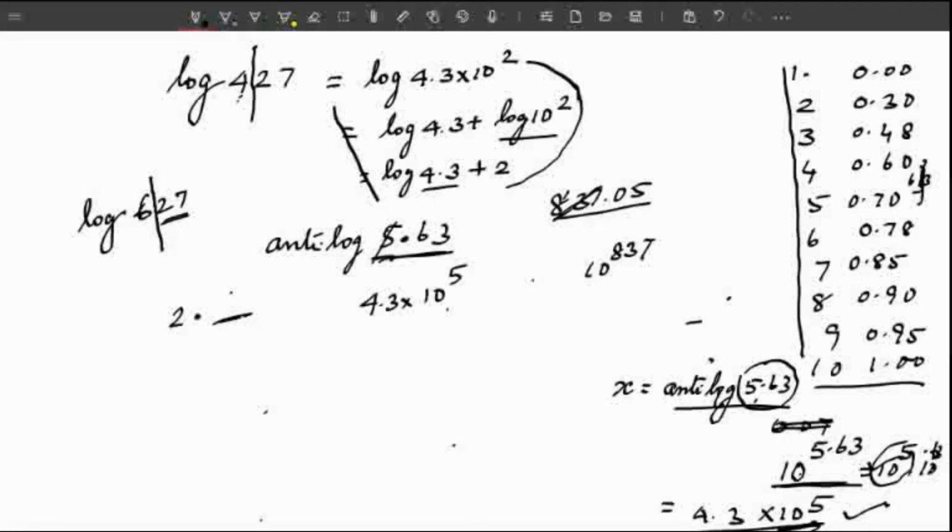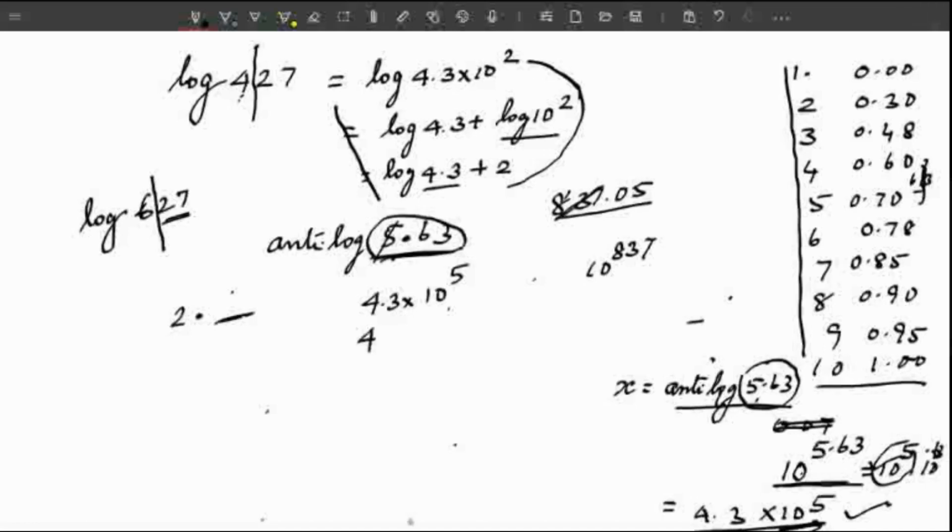Now tell me the anti-log of 5.63 as per the calculator. Tell me the actual value. Hello? Hello? 4.26, sir. 4.26 into 10 power 5, but our answer is 4.3.